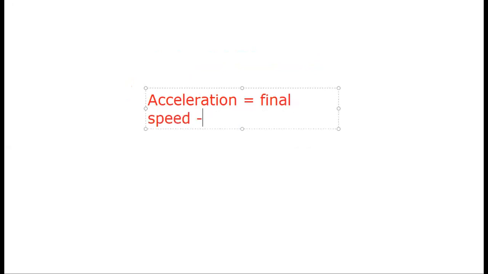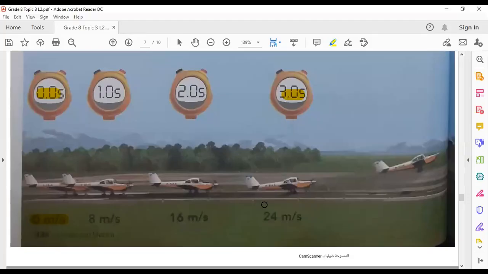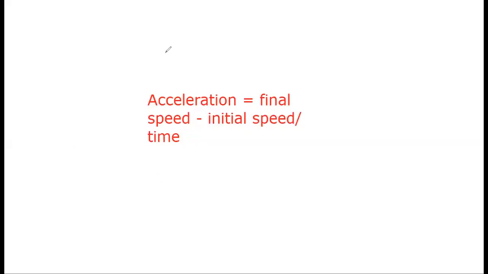Acceleration equals final speed minus initial speed over time. Yes, acceleration means final speed minus initial speed divided by the time. Fine. Here, the time is from 0 seconds to 3 seconds. The time is three. What is the final speed? Look here. The final speed means, at 3 seconds, it is what? 24 meters per second. 24, thank you.